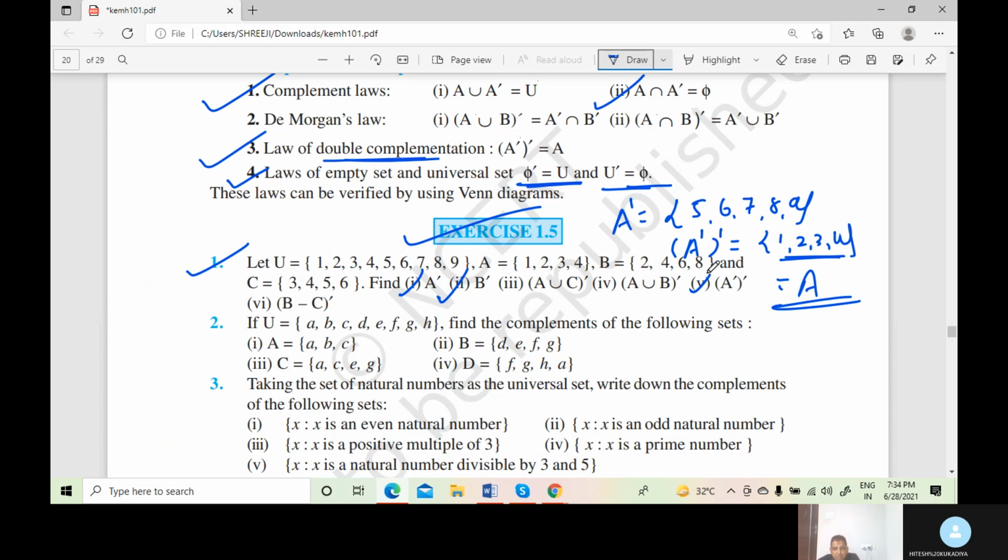Now find the second question. Second question: B equals 2, 4, 6, 8. Now cancel these from the universal set: 2, 4, 6, 8. So 1, 3, 5, 7, 9 is the remaining answer, B dash.